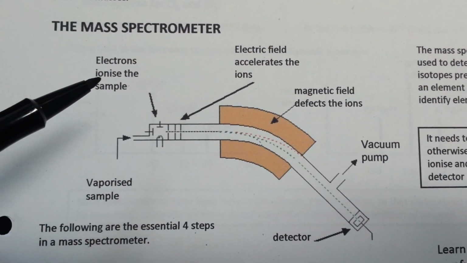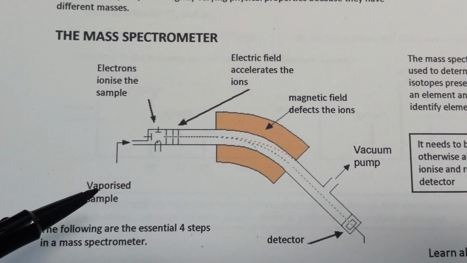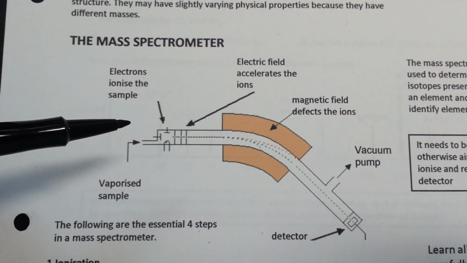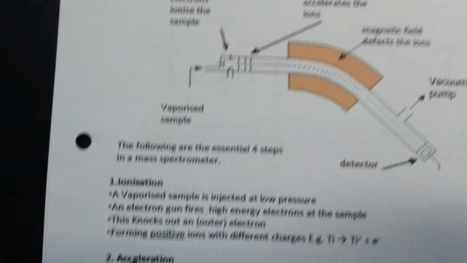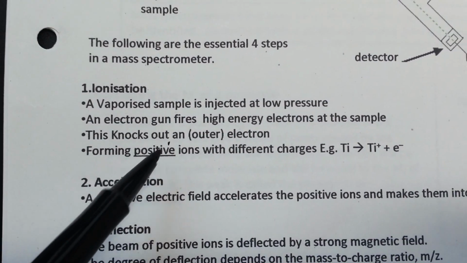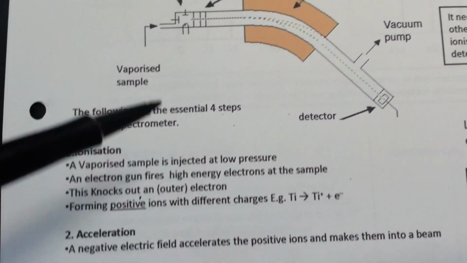Okay, so we're going to talk about mass spectrometry. The first step in all of this is to vaporize the sample in order to make it into a gas. This gas particle is going to be hit by an electron gun, which is going to make it into a positive ion because it's going to knock out an electron from the outer electron shells.